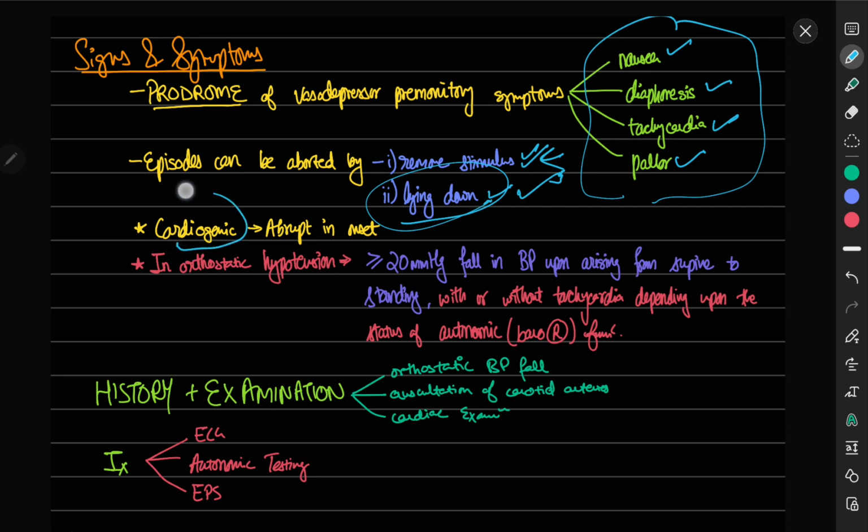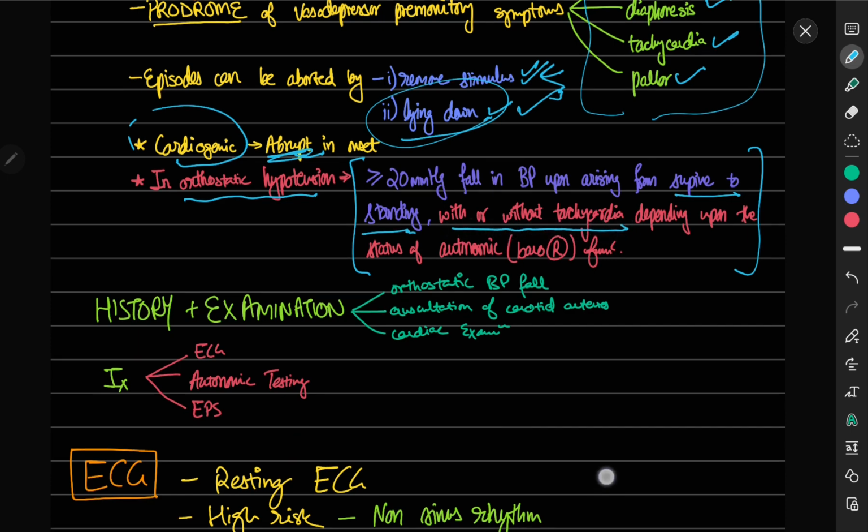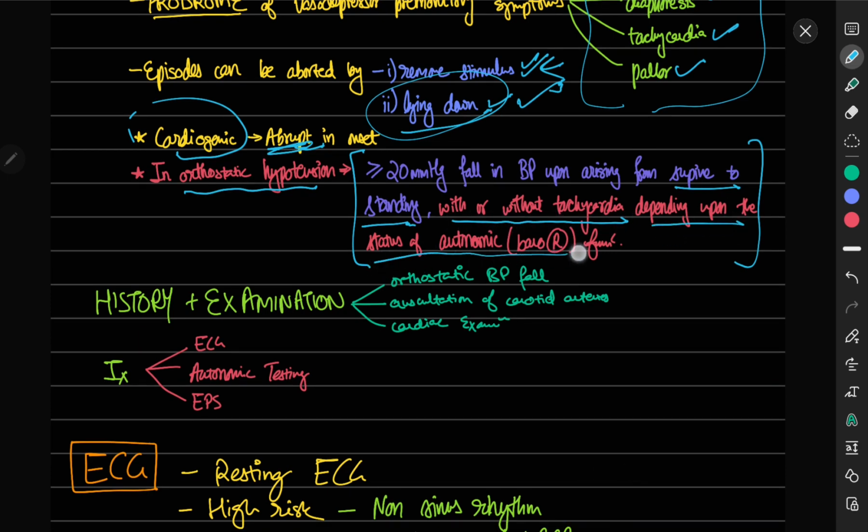Second is cardiogenic. This is usually abrupt and there's nothing much we can do. In orthostatic hypotension, how do we define it? More than 20 mmHg of fall in blood pressure upon rising from supine to standing, with or without tachycardia. This is important depending on the status of the autonomic function. This is the baroreceptor function.